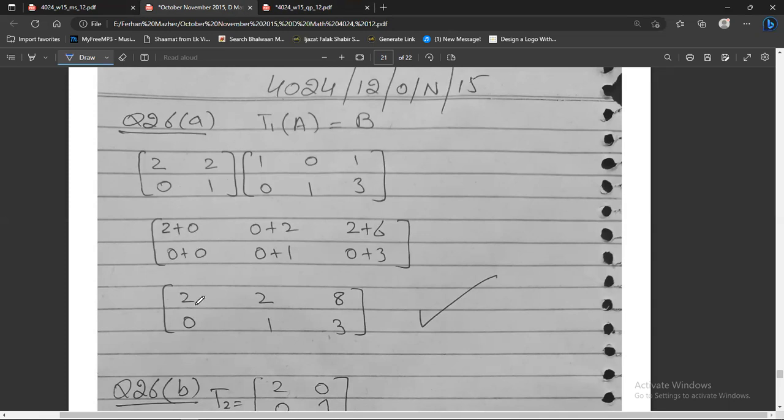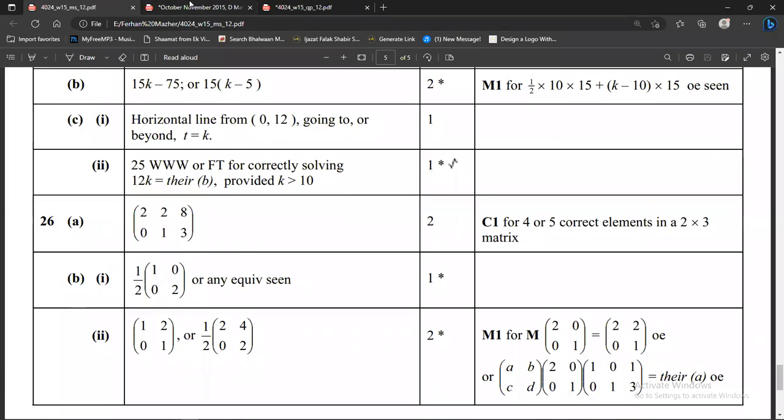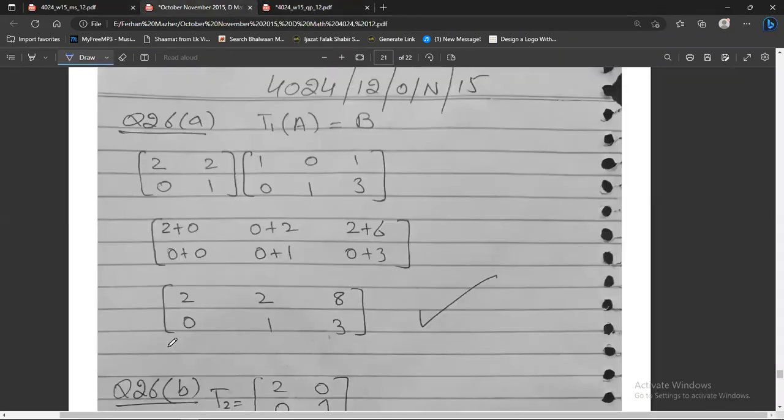So now you will have 2, 0, 2, 1, 8, and 3. So now you got the coordinates of the triangle B: 2, 2, 8, 0, 1, 3. So our answer is right.